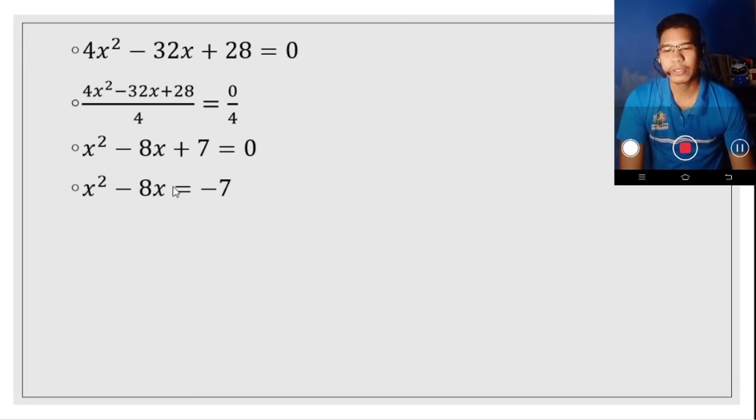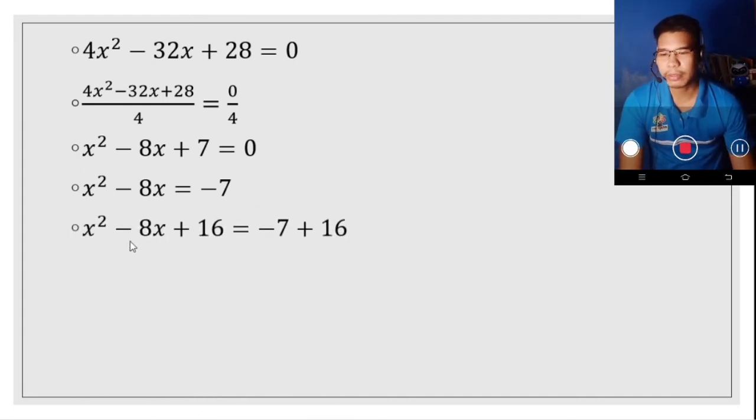And then we're going to complete the left side. So we divide 8 by 2. So 8 divided by 2 is 4. And then square 4, that is 4 times 4 equal to 16. So meaning we're going to add 16 to both sides of the equation. So that will become x squared minus 8x plus 16 equal to negative 7 plus 16.